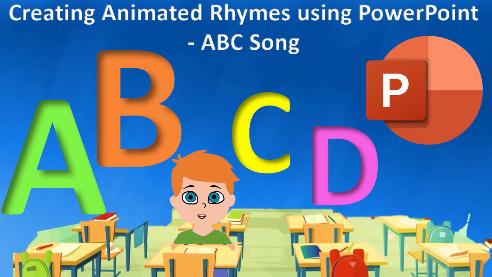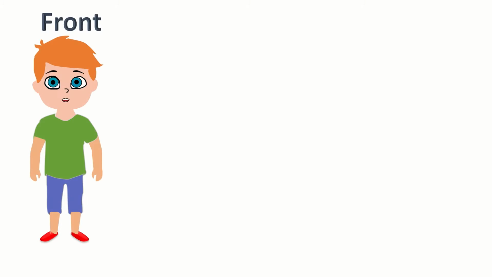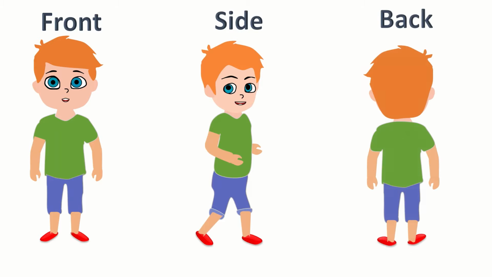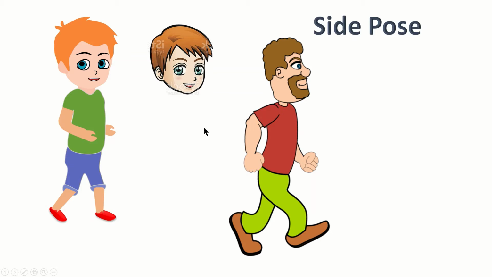First we are going to see the different poses that have been used in this video. So, front, side and back pose. Let's quickly see how these poses can be created. For front pose, you can see my previous videos. For side pose, I have used the pose from the Walking Man animation video and for the body of the kid. And for the face, I have downloaded this from the internet.